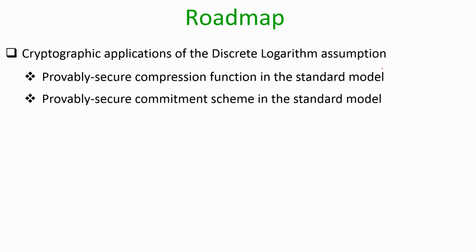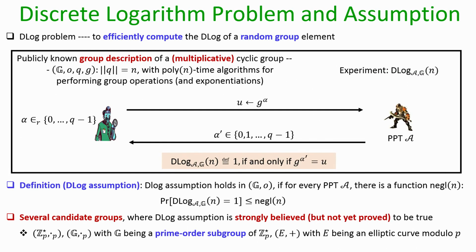Remember, we had already seen instantiations of a compression function and a commitment scheme based on hash functions, but their proofs were not in the standard model, in the sense the proofs were given in the random oracle model, which makes very strong assumptions on the underlying hash function. But in this lecture we will see how we can instantiate compression functions and commitment schemes and give proofs without making any unconventional assumptions.